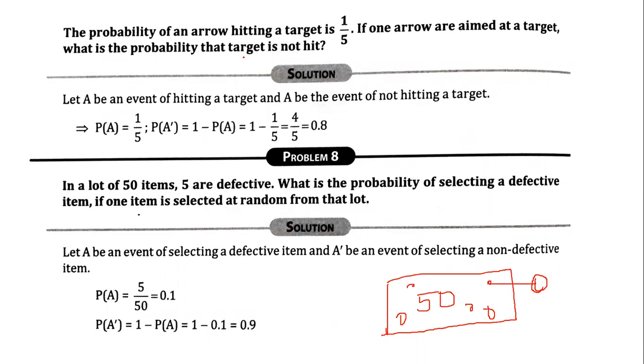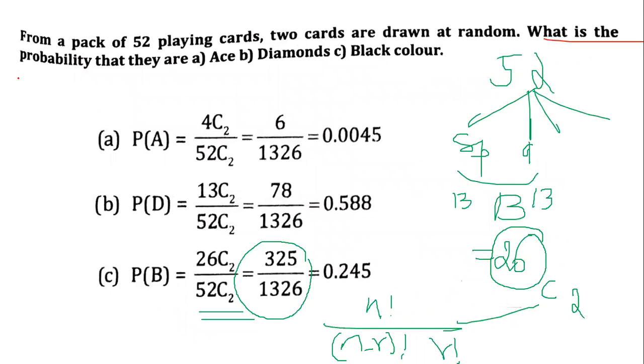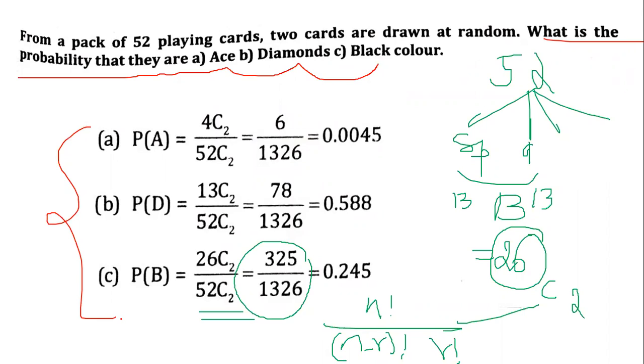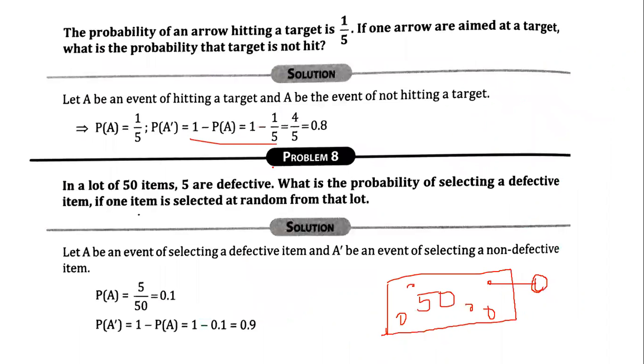So if you see the previous question, they're asking what is the probability that the random card is an ace? What is the probability that the random card is a diamond? What is the probability that the random card is black color? So then we will use these formulas and find. But if the same question was, what is the probability of not getting an ace? Not getting an ace. If this "not" is used, if there is a negative thing in the question, then you have to use this formula 1 minus P of A.